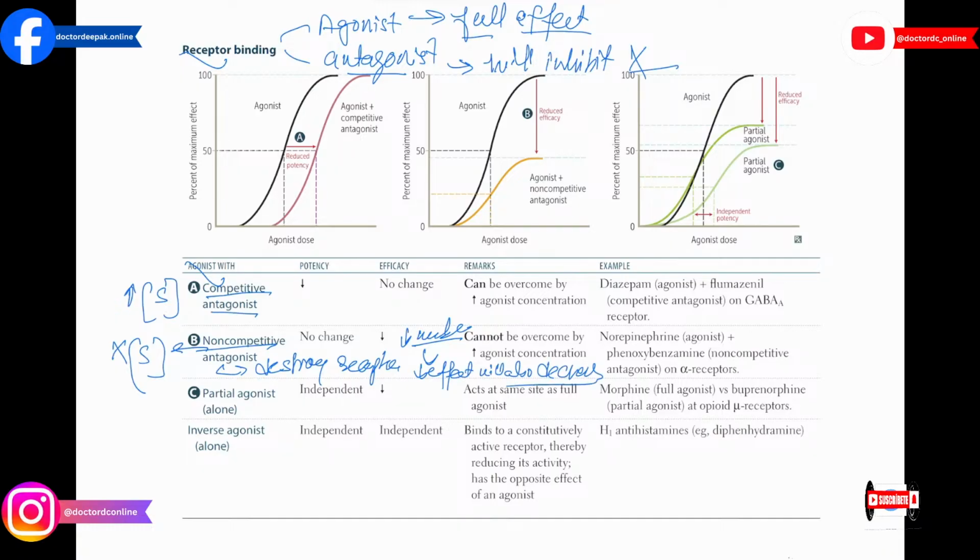For example, this is the first graph, and this graph is about agonist drugs. Once we give an agonist drug, it will increase the effect, giving a maximum effect after injecting. But if we give an agonist with a competitive antagonist, then what will happen?